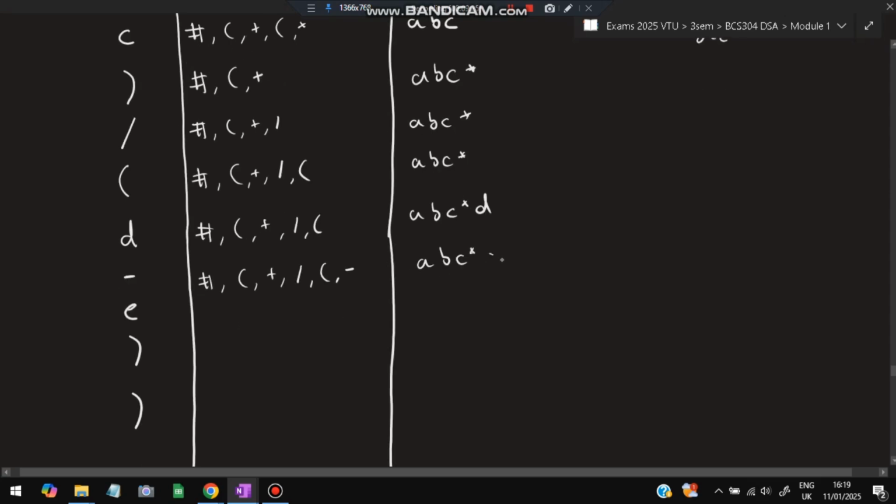Okay, now E came. When E comes, what you have to do? When E comes, you have to push it to the existing stack value. No change in the symbols. You'll be just pushing it here. A, B, C, star, D, E. Okay. Now a closing brace came.